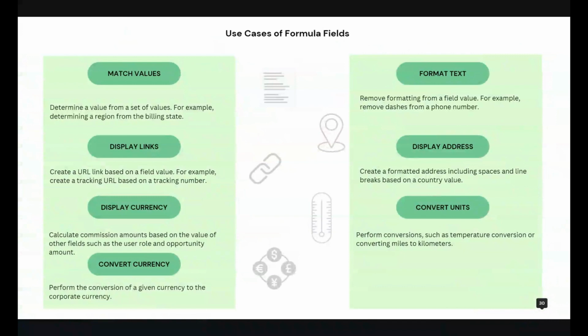Also, they can calculate commission amounts based on the value of other fields, such as the user role and opportunity amount. They can perform the conversion of a given currency to the corporate currency. They can be used also for removing formatting from a field value or creating a formatted address, including spaces and line breaks based on a country value. They can perform conversions such as a temperature conversion or converting miles to kilometers.